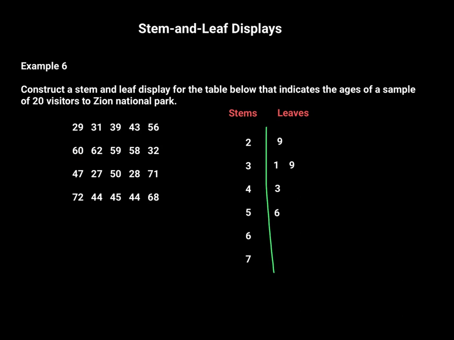Next we have a 60-year-old. And so I'll put a 0 there for the 60-year-old. Next, we have a 62-year-old. So again, go to the 60s and put a 2. This is a different leaf that goes to the same stem.